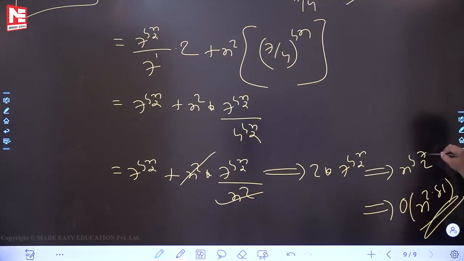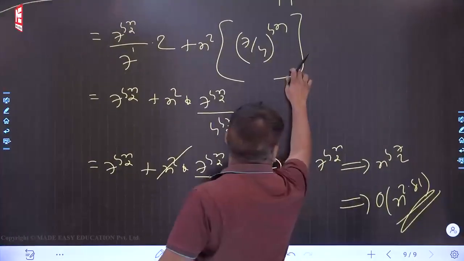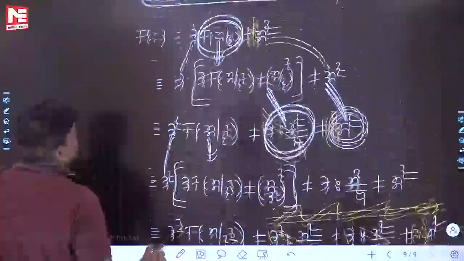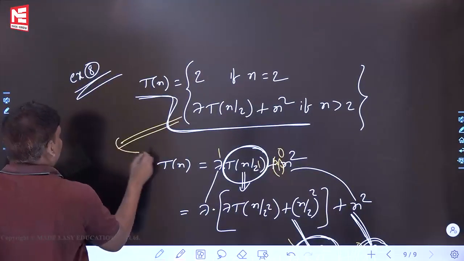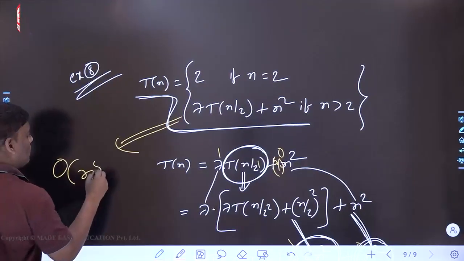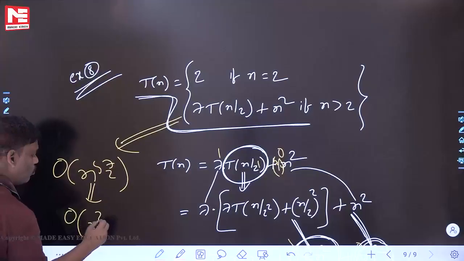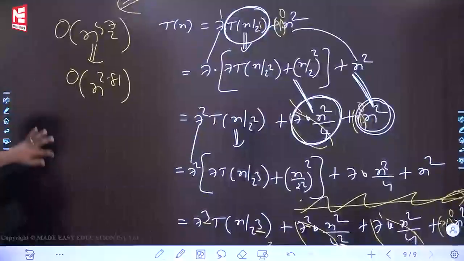Log 8 base 2 is 3, log 7 base 2 is 2.81. The answer of this problem is going to be n power log 7 base 2, which is nothing but n power 2.81. What is the answer? Big O of n power log 7 base 2, which becomes big O of n power 2.81. This is the answer for this.